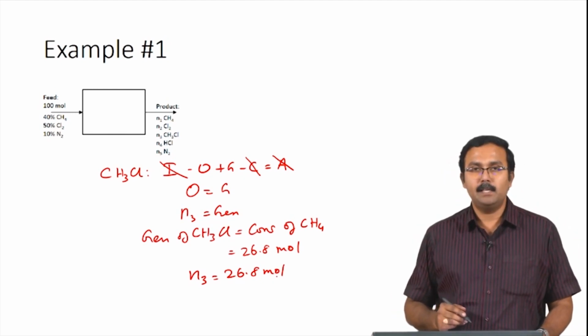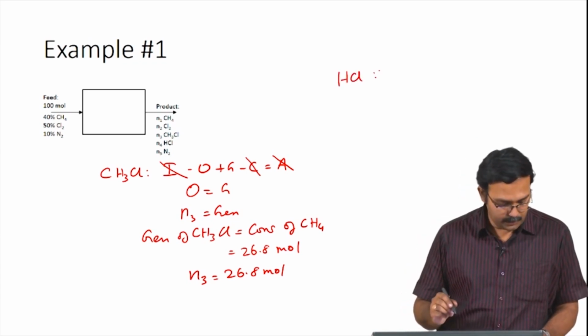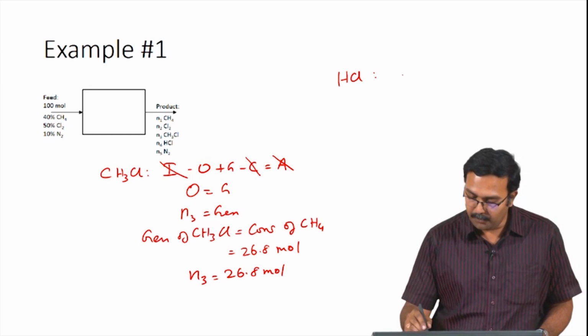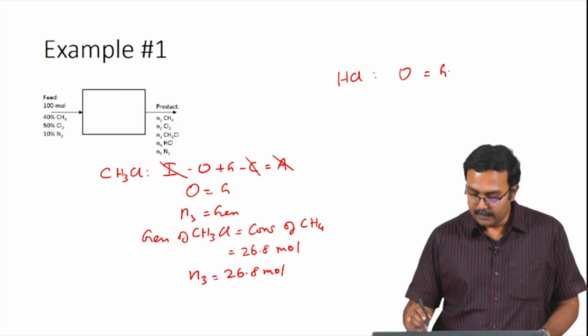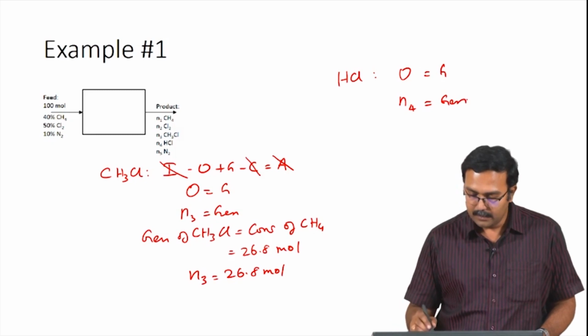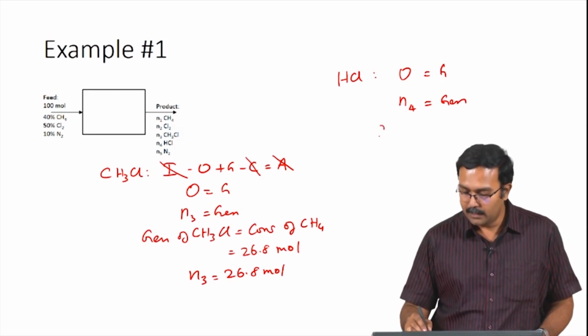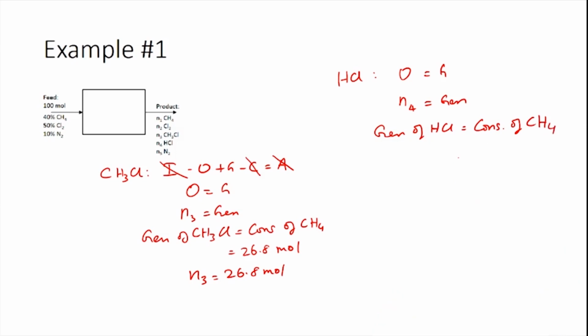Now, we can write the balance equations for HCl. For HCl, you would again have the equation simplified to output equals generation, just like how we did for CH3Cl. So, you will have N4 equals generation. Again using stoichiometry, generation of HCl is equal to consumption of CH4 methane, which is 26.8 moles. So, this implies N4 is 26.8 moles.